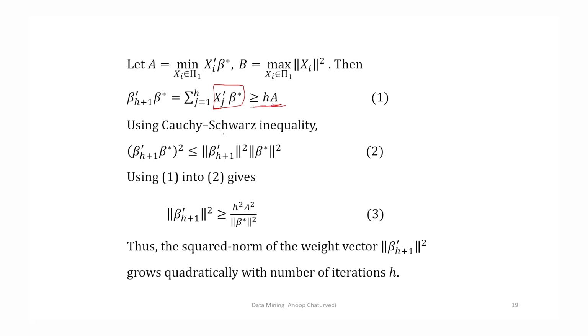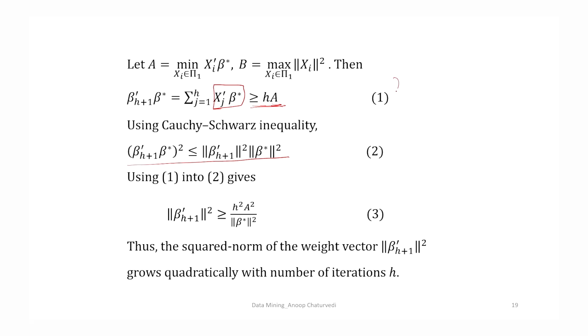Then using the Cauchy-Schwarz inequality, beta h plus 1 transpose beta star whole square is less than or equal to norm of beta h plus 1 whole square times norm of beta star whole square. So, we get this result using the Cauchy-Schwarz inequality.